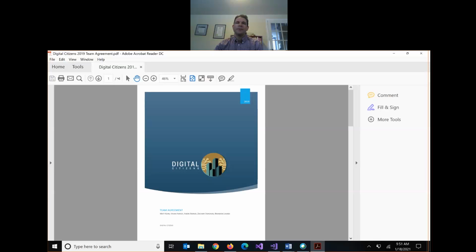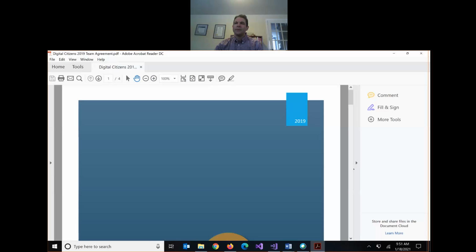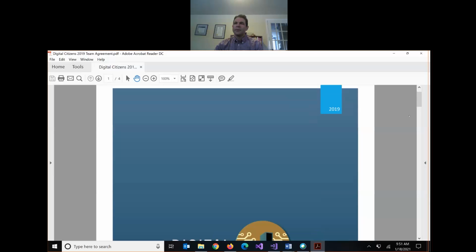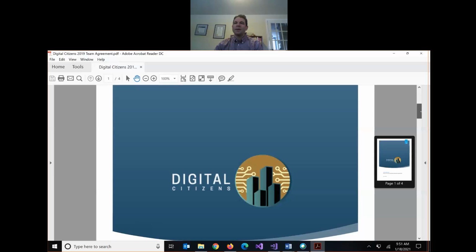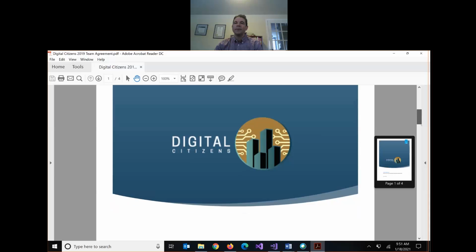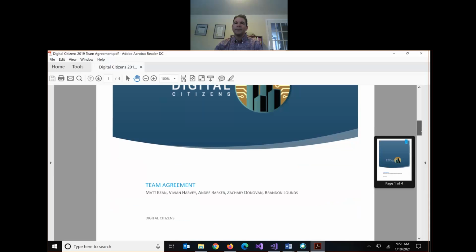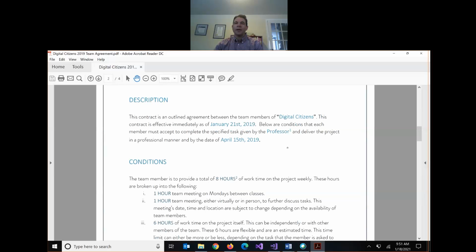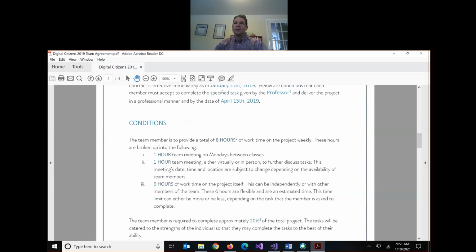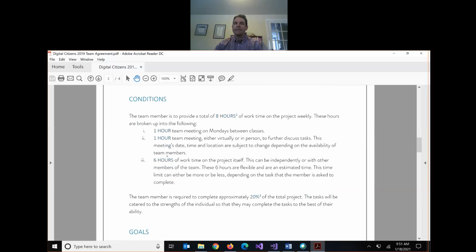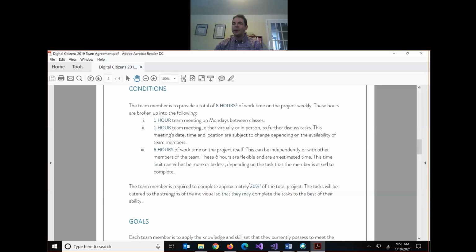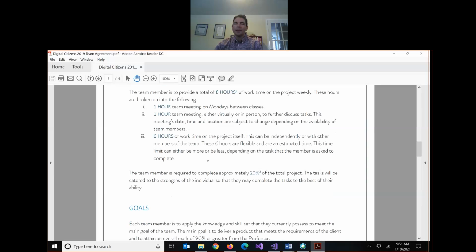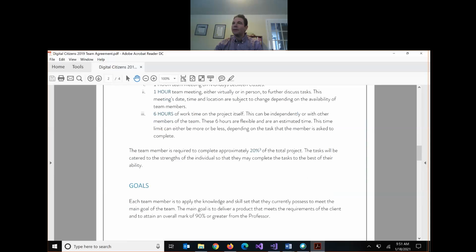So here was an agreement. It was 4 pages. Right, so it's a professional looking document. They gave themselves a cool name and logo. And it's kind of a formal document. So they each said they were going to commit 8 hours, and this is how they were going to divide it up. There were 5 members in the team, so everyone was going to do about 20% of the work. Their goal was to get a mark of 90 in the course.